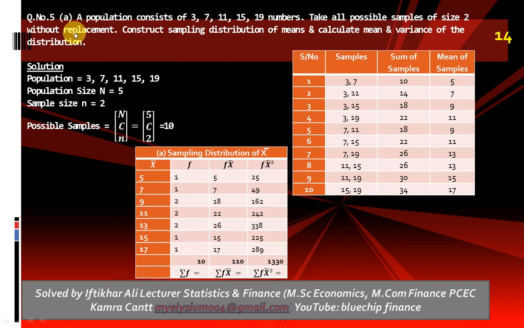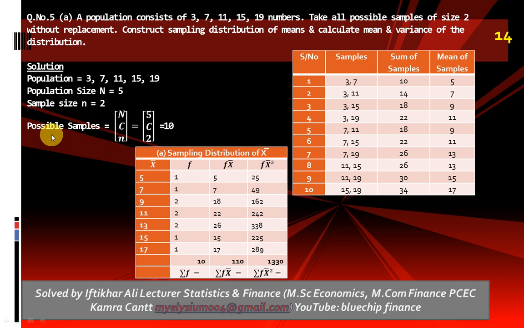Question number 5, part A. A population consists of the numbers 3, 7, 11, 15, 19. Take all possible samples of size 2 without replacement. Construct the sampling distribution of means and calculate the mean and variance of the distribution. So first of all, the population is 3, 7, 11, 15, 19. So uppercase N should be 5: 1, 2, 3, 4 and 5. And the sample size is 2. So lowercase n will be 2.